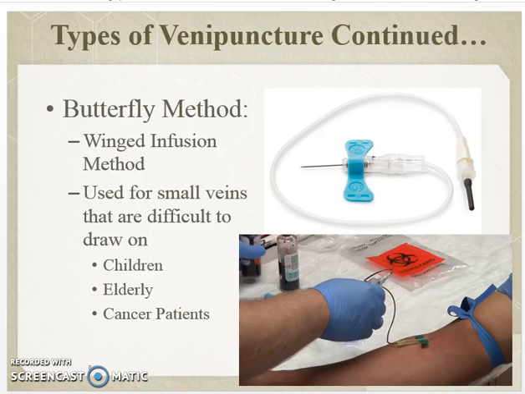Next, we have your butterfly method, also known as the winged infusion method. It's a needle that attaches to tubing, and at the end of the tubing, you can put a syringe or a tube holder for evacuated tubes. Typically, we use this method for when we have small veins that are difficult to draw from, or for children.